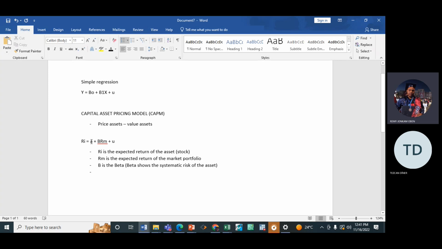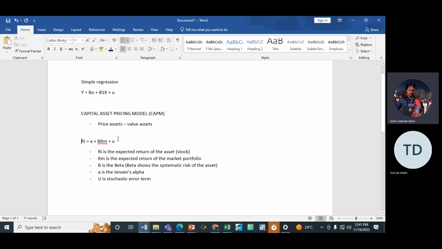Now the next thing is A. What's A? Of course, we know A is the constant, but in the CAPM, that constant has a name, alpha, but we call it Jensen's alpha. Of course, we are not too much interested in U, the stochastic error term. U is the error term. So I'm just defining the terms, right?